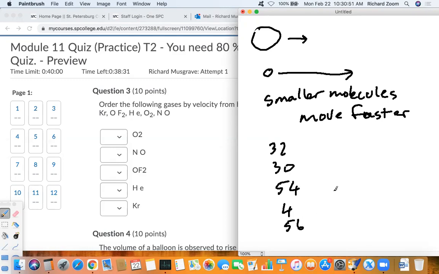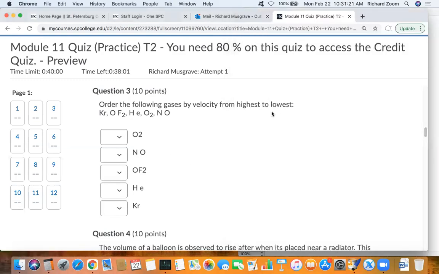And if you were trying to figure out, it says order the following gases from highest to lowest. So the highest velocity one would be number 4, which is helium. So that's 4, which would be helium. So that would be number 1. Then 2, 3, 4, and 5, as long as I've got those molecular weights right. But that's how you would do the ordering. You have to read it. It says from highest to lowest. If it was lowest to highest, it'd be reversed, of course.